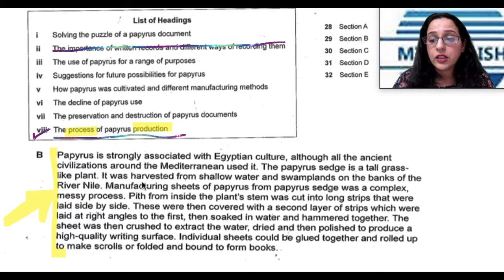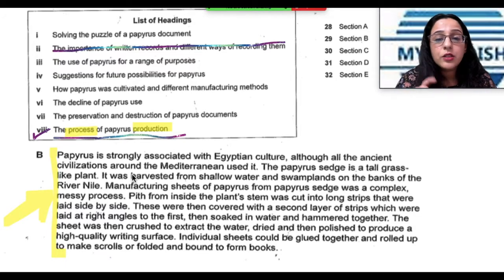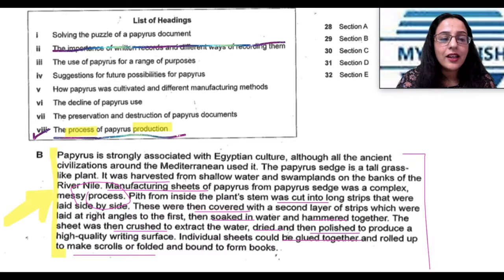It was harvested. So now it is saying that this is the process. It was harvested. Then manufacturing sheets of papyrus was a complex, messy process. So the process is also mentioned here. Then pith from inside the plant stem was cut into long strips that were laid side by side. They were then covered with a second layer, which was laid at right angles, then soaked in water, then hammered together, then crushed, dried, polished to produce a high quality writing surface, and could be glued together, rolled up to make scrolls. So as you see, the entire paragraph is talking about the process of papyrus production.